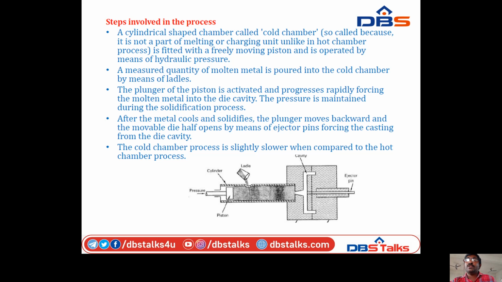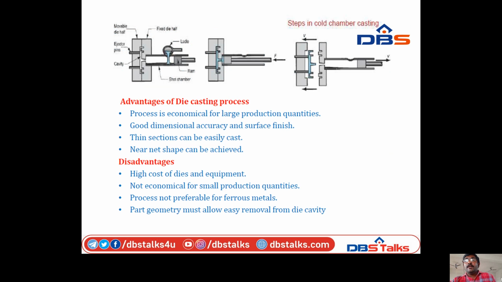After the metal cools and solidifies, the plunger moves backward and the movable die half opens by means of ejector pins, forcing the casting from the die cavity. The cold chamber process is slightly slower when compared to the hot chamber process. So you can see the above figure, cold chamber process.